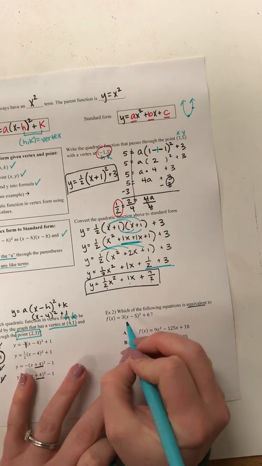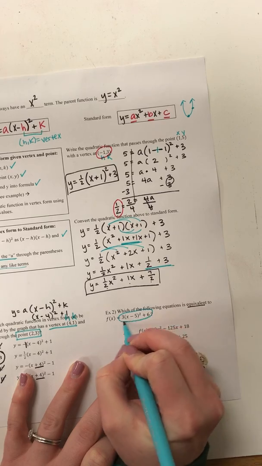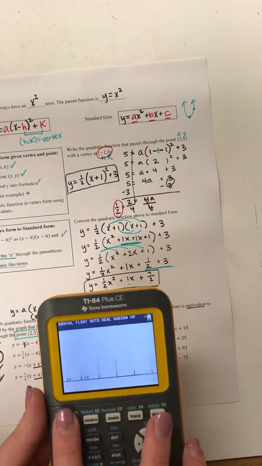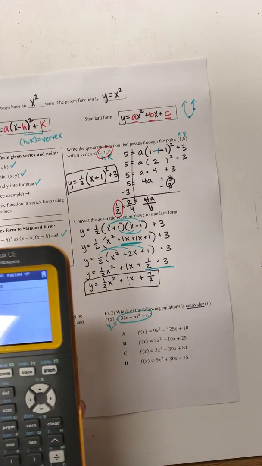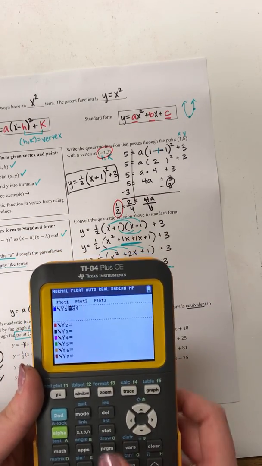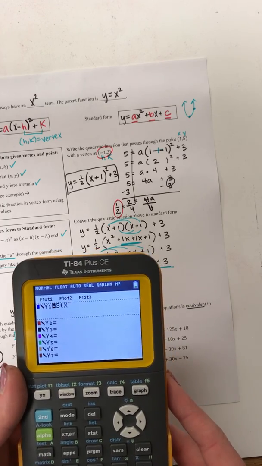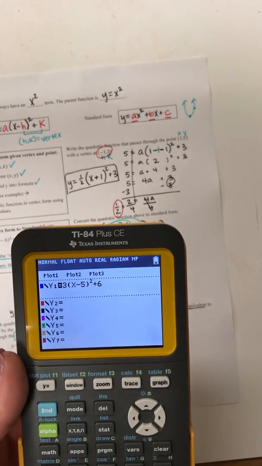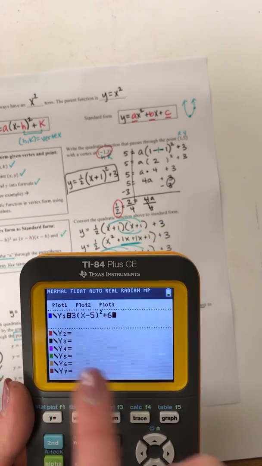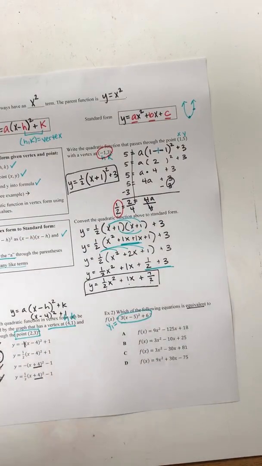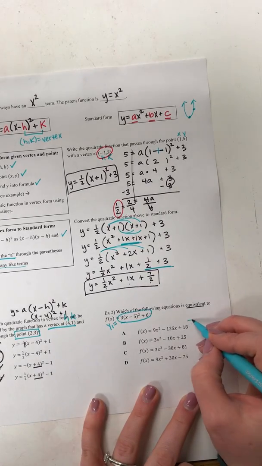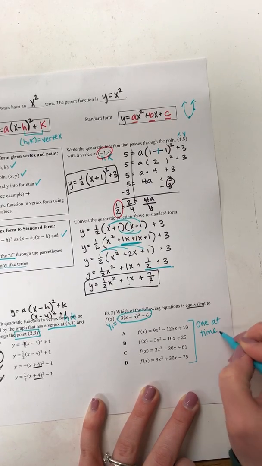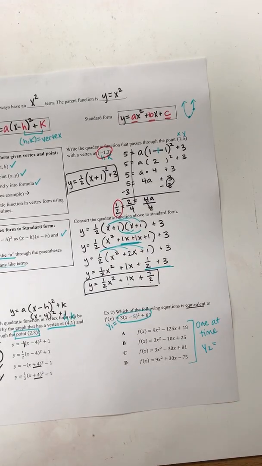So here's one option. If we just take this whole thing right here and type that into y1, so I'm going to go back to my calculator and go to y equals. I'm just going to clear that out. So we've got 3 parentheses x minus 5 parentheses squared plus 6. Okay, so that whole equation that they gave us is in y1. Now what I'm going to do is take each of the answer choices and one at a time, they're going to go into y2.